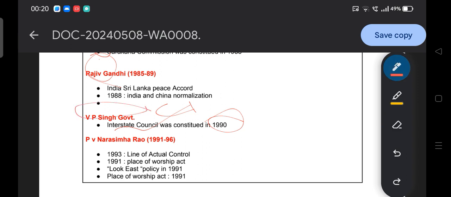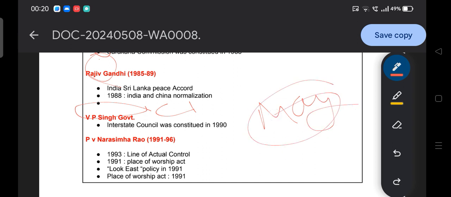This question is already asked, so they can ask the question again. So in the month of May 1990, the Interstate Council was created under the government of VP Singh, okay. VP Singh government, so Interstate Council, do remember this thing, okay.